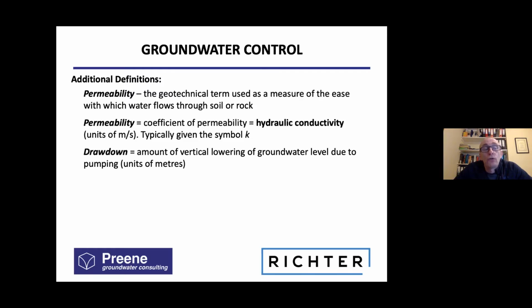Another useful term is drawdown. Drawdown is the amount of vertical lowering of the groundwater level due to pumping. So for example, if we have an initial groundwater level of 1 meter below ground level, and we lower that to 5 meters below ground level, we've lowered it by 4 meters. So we would say that we have a drawdown of 4 meters.